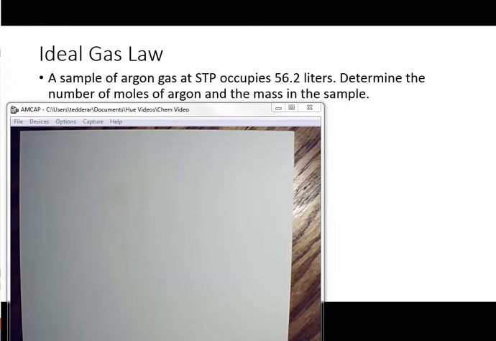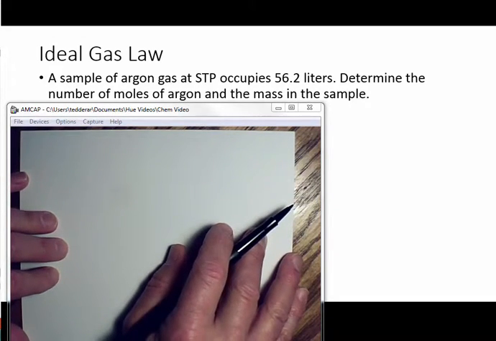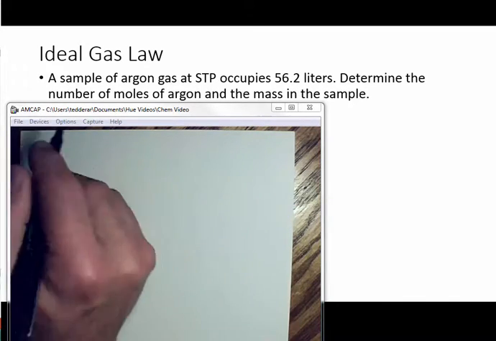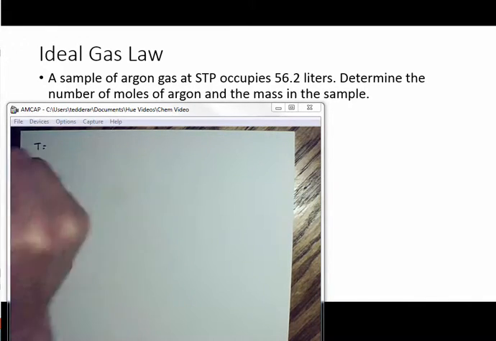All right, so looking at the problem, let's write out a list of knowns and unknowns. We've got a sample of argon gas at STP. And what does STP stand for? Standard temperature and pressure. So we know a temperature, don't we? All right, so what is standard temperature?